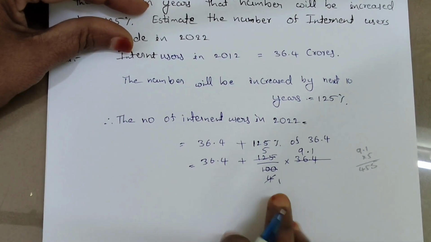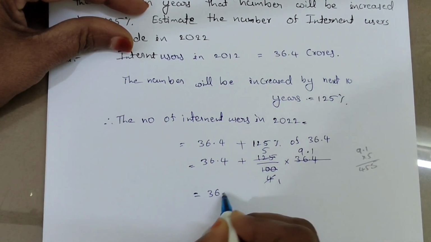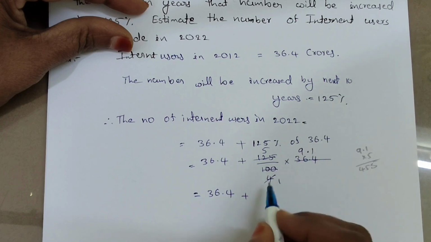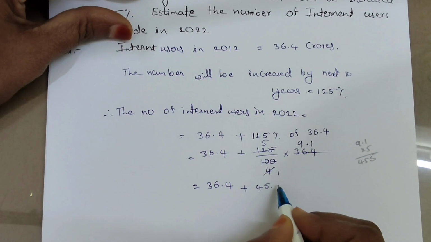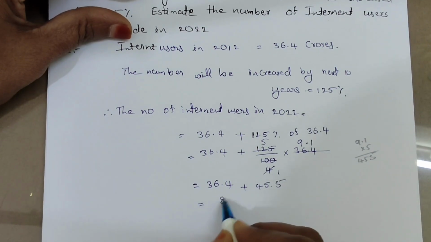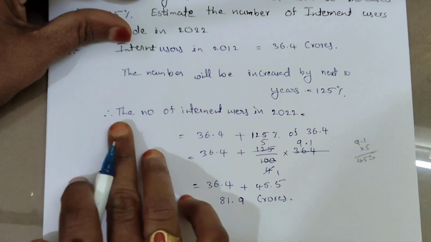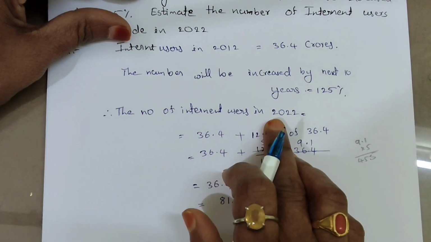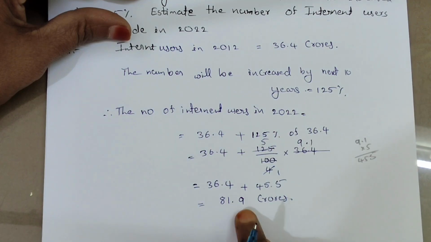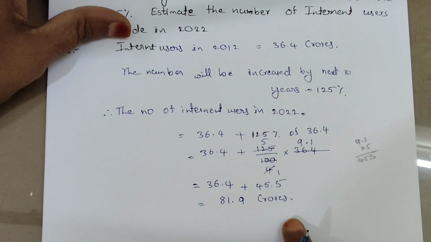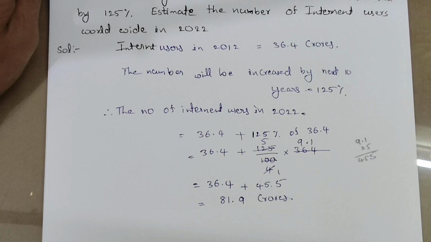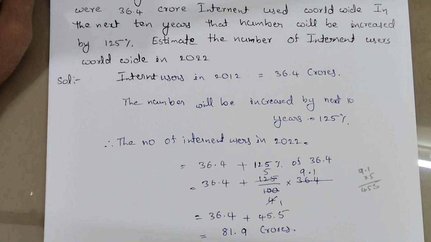So now we write this value: 36.4 plus 5 into 9.1, that is 45.5. Add these two numbers: 81.9 crores. Total number of internet users in 2022 is 81.9 crores, after 10 years. So this is the first answer.